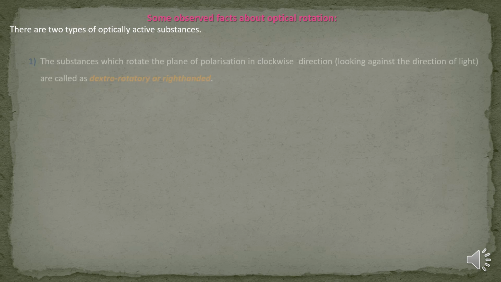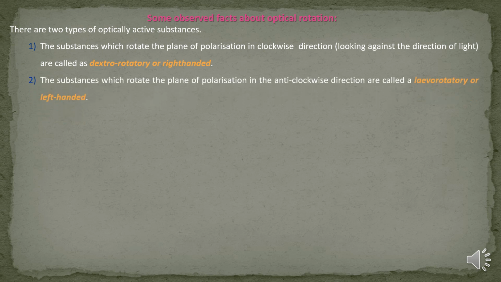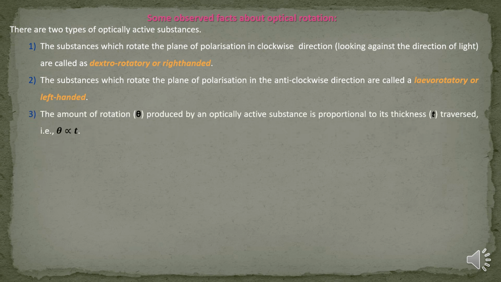Some observed facts about optical rotation. There are two types of optically active substances. One, the substances which rotate the plane of polarization in clockwise direction are called dextrorotatory or right-handed. The substances which rotate the plane of polarization in anticlockwise direction are called laevorotatory or left-handed. The amount of rotation theta produced by an optically active substance is proportional to its thickness t traversed, that is, theta is directly proportional to t.